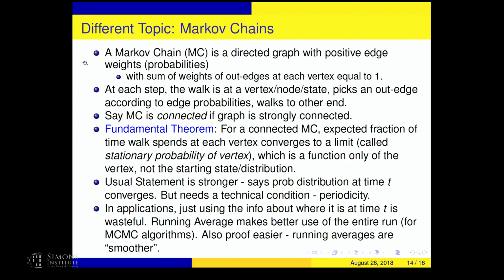So in many applications, you run a Markov chain. If I know that the instantaneous distribution at time t is good, I stop the Markov chain at a large enough time and take the sample. Now in practice, that's not what you would do. Using info about only where it is instantaneously is wasteful. You would rather take the running average of all the states you've been in for the entire run and use that. And for that, this fundamental theorem is what is needed, not the other one. So periodicity goes away if you average over the entire run. Also, the proof is easier.